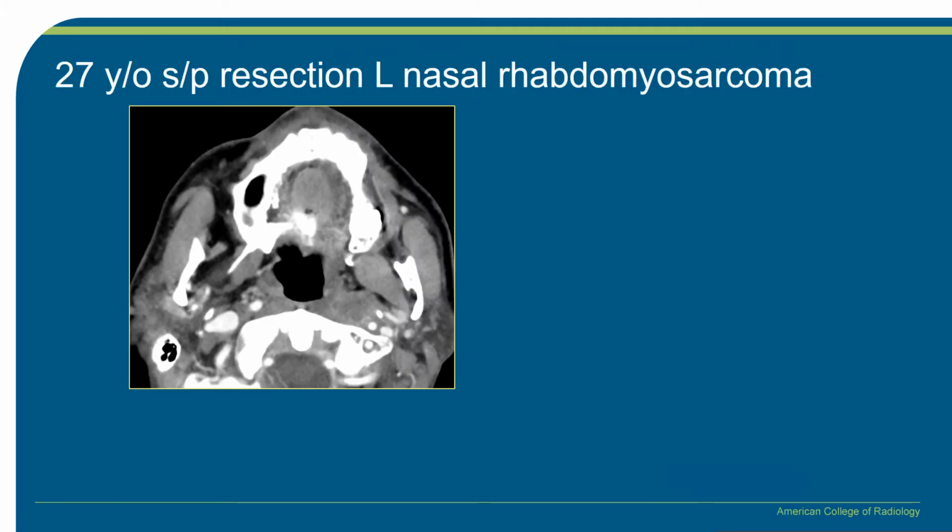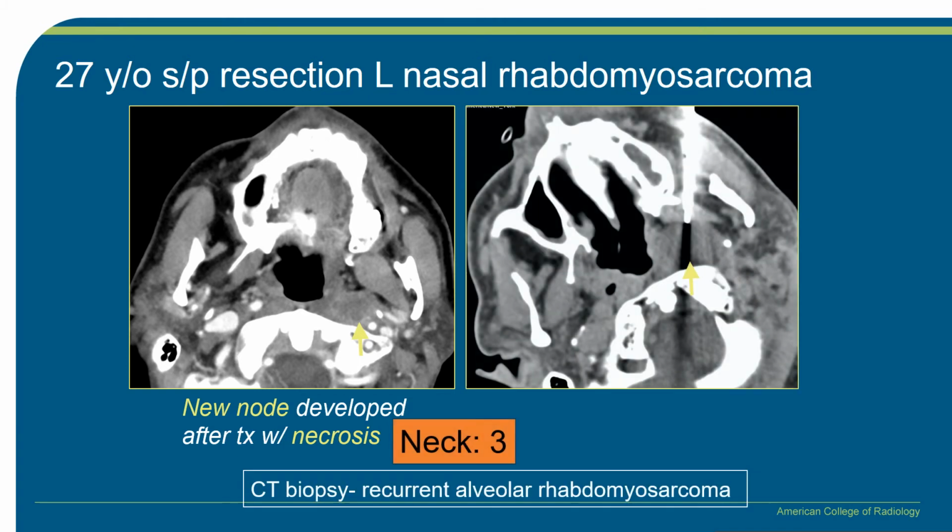This next patient had a nasal rhabdomyosarcoma, and this necrotic retropharyngeal node developed later in the time course of surveillance and definitively had abnormal features of necrosis, and we biopsied this to prove recurrence.